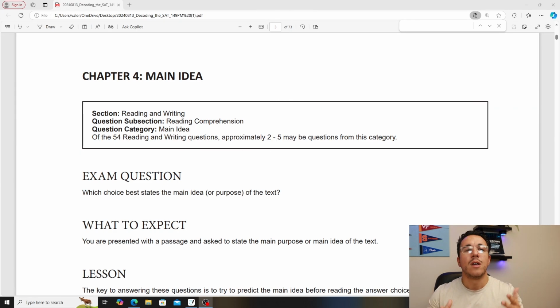Now, I'll tell you guys this. The main idea questions are some of the hardest questions on the digital SAT because they do take a comprehensive understanding of a passage. You really need to be able to summarize and understand what the passage is trying to say to get the right answer. These questions, and I'm going to start off with just some basic tips, take longer than a vocabulary question or a grammar question.